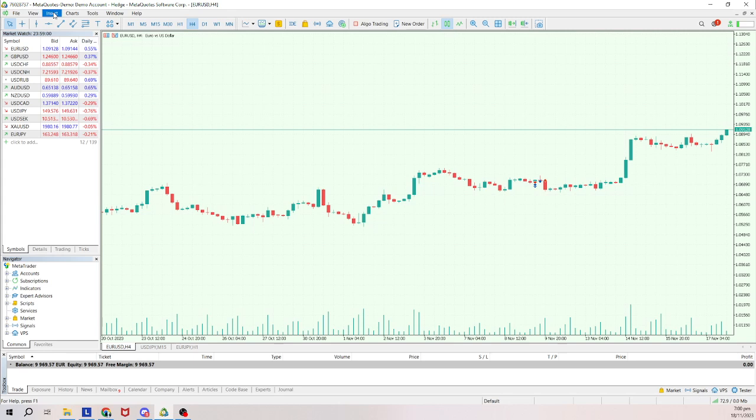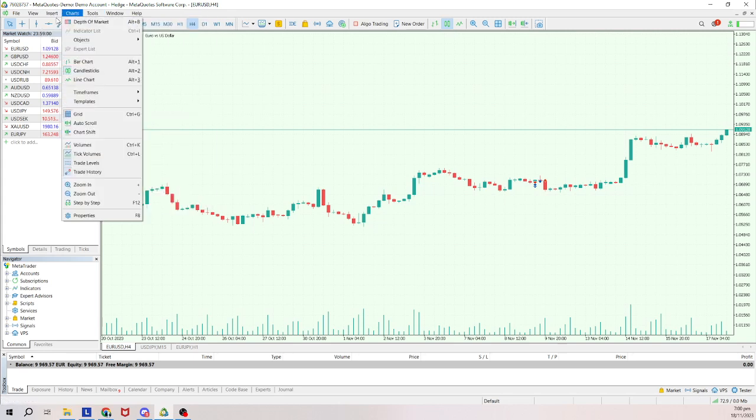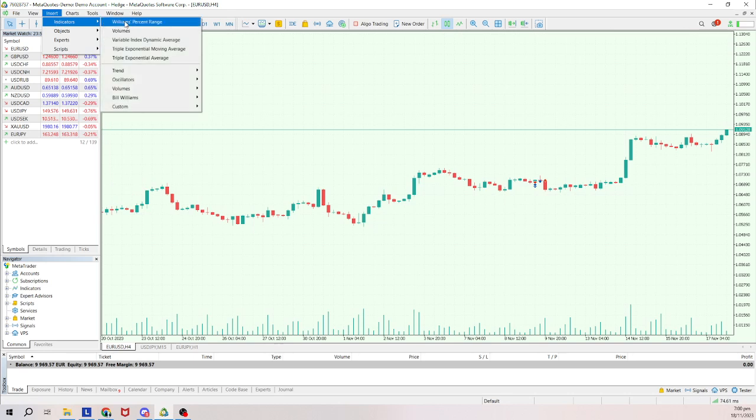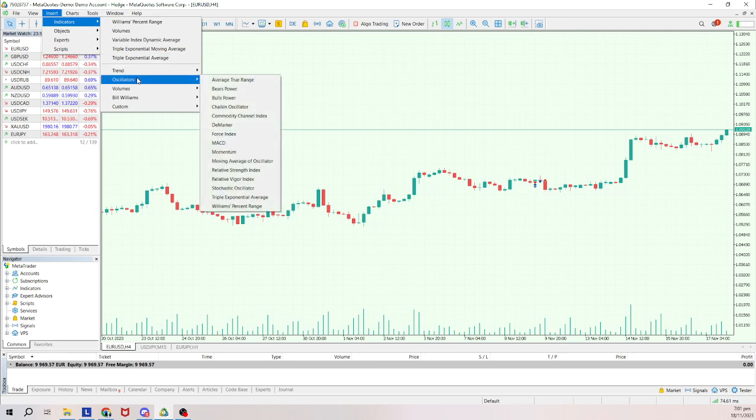We come to insert on top. We click on indicators. There are many different indicators available here. We'll start to go through them one by one, but one of the most famous ones is the RSI, which can be found in oscillators. We come here, we scroll down, and we've got the relative strength index.